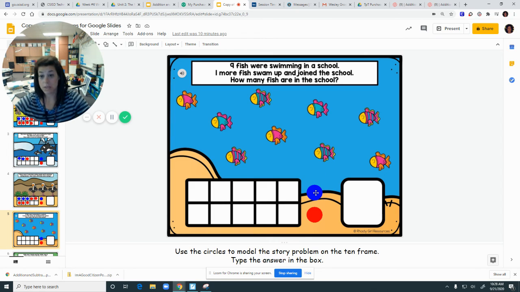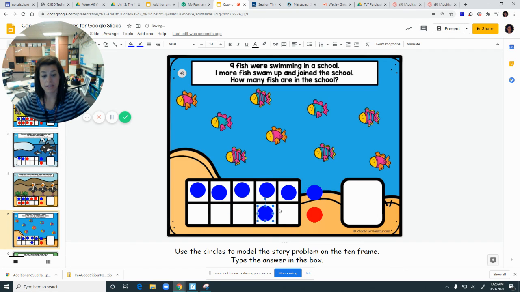9 fish were swimming in the school. 1, 2, 3, 4, 5, 6, 7, 8, 9. There are my 9 fish swimming in the school. 1 more fish joined him, so I'm going to put him in red. How many fish are in the school? 10. So I will put 10.